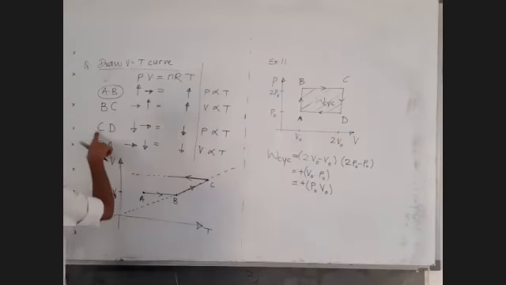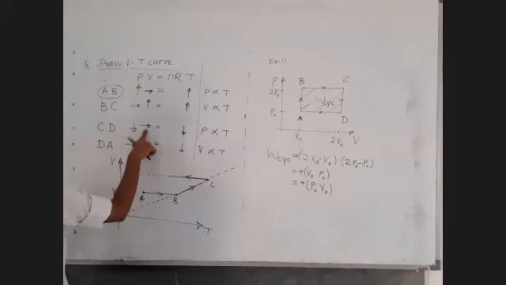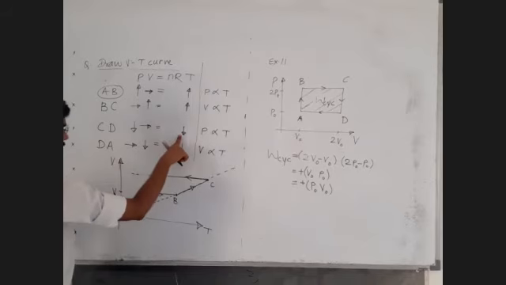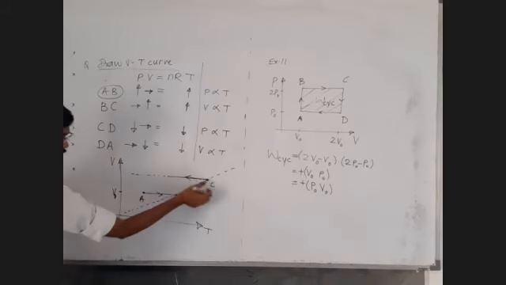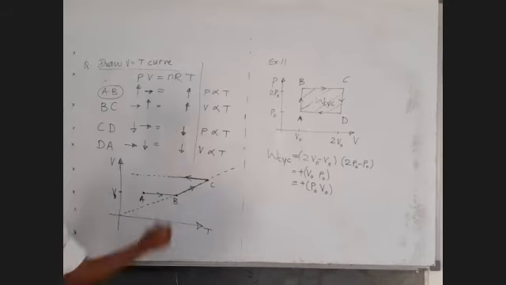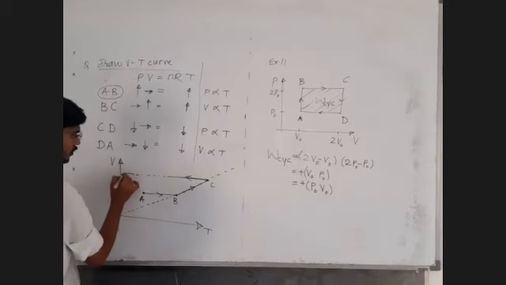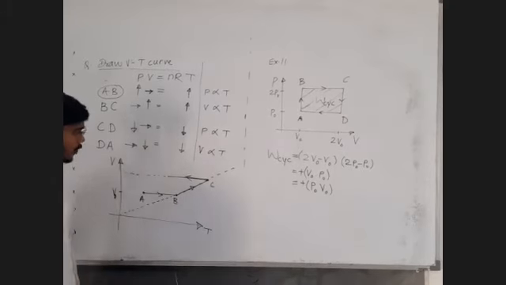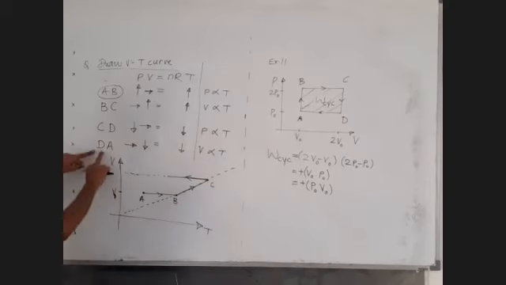C to D, volume constant, temperature decreasing. We are at least sure that on this dotted line there will be somewhere point D. Fine.